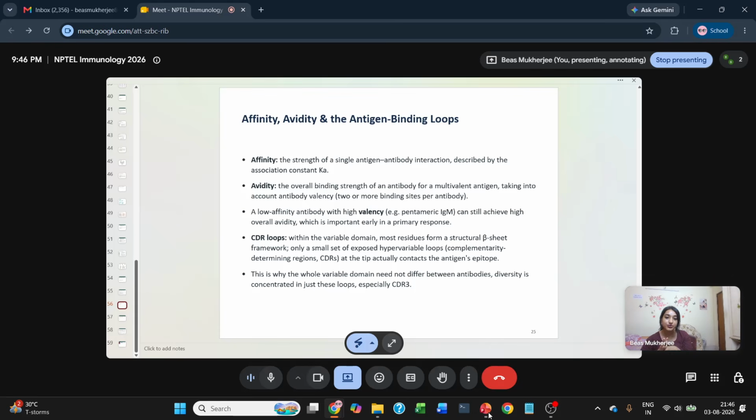Now CDR loops. Within the variable domain, most residues form a structural beta sheet framework. Only a small set of exposed hypervariable loops, that is complementarity determining regions, CDRs, at the tip actually contact the antigen's epitope. This is why the whole variable domain need not differ between the antibodies. Diversity is concentrated in just these loops, especially the CDR3.